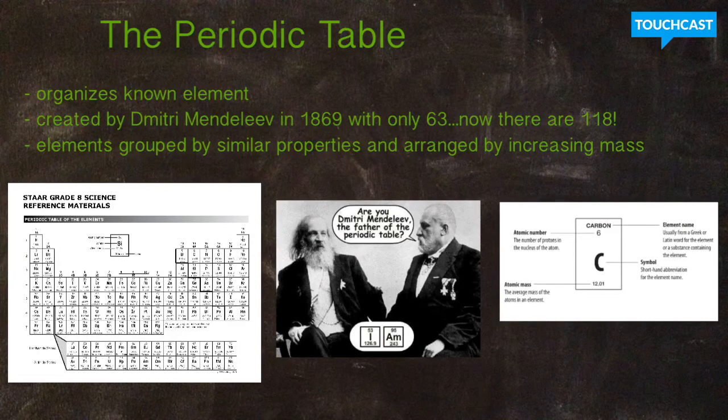So, just a quick review over what the periodic table is. The periodic table organizes known elements. It was created by Dmitri Mendeleev in 1869 and started out with only 63 elements. Now there are 118. And the elements are grouped by similar properties and arranged by increasing mass.